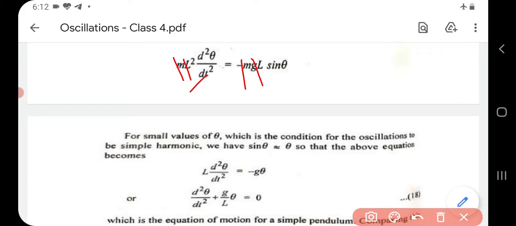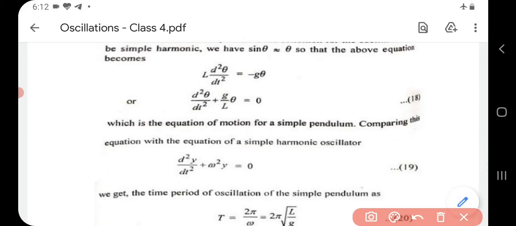minus g sin theta. Now here, for small values of theta, we assume sin theta to be approximately equal to theta. So the above expression will reduce to l d square theta by dt square is equal to minus g theta. Instead of sin theta you can write theta, because for small values of theta, sin theta is approximately equal to theta.